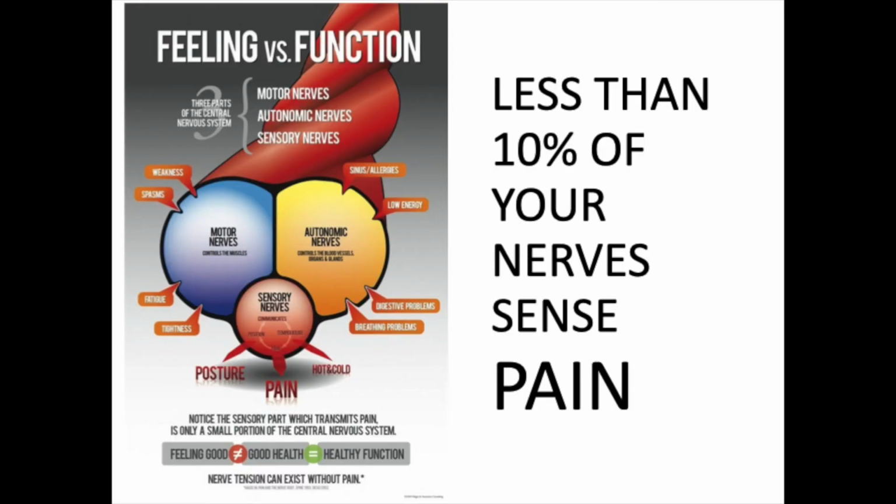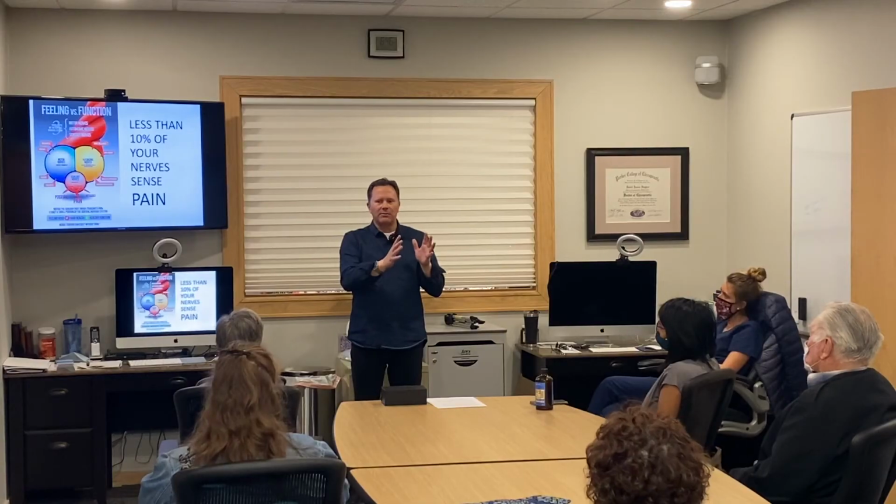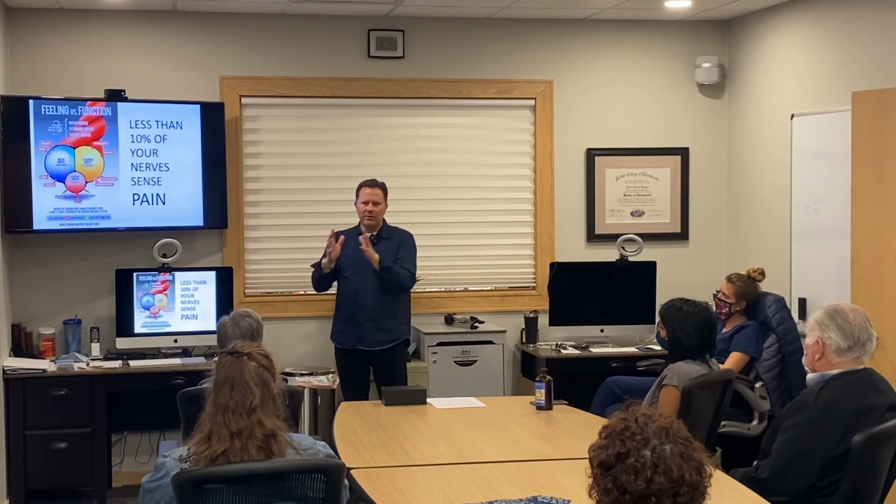So 40 to 45% is autonomic, 40 to 45% of the nerves are motor. 10 to 15% is sensory, pain. That's a very small portion of our nerves. So it would be better if somebody were to measure function instead of symptoms. So if somebody's in pain, we could have measured the problem way before if we would have measured function.